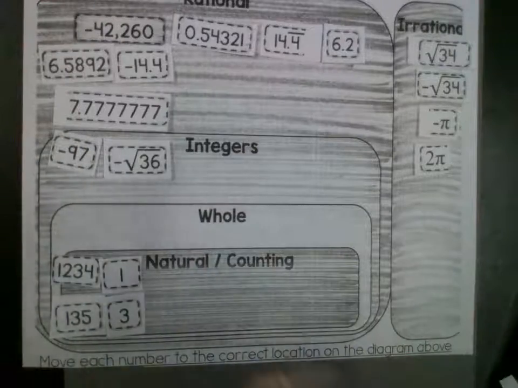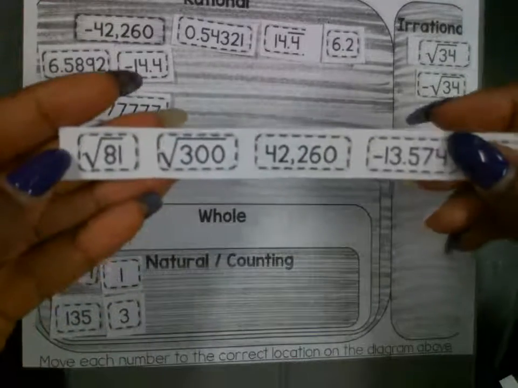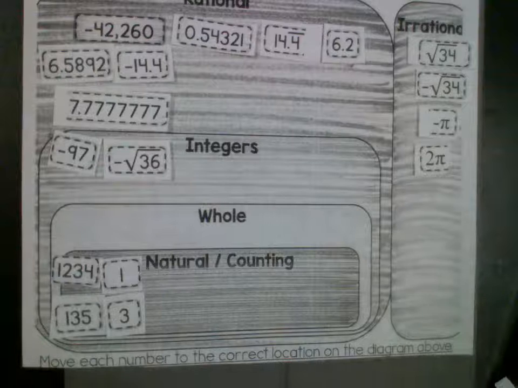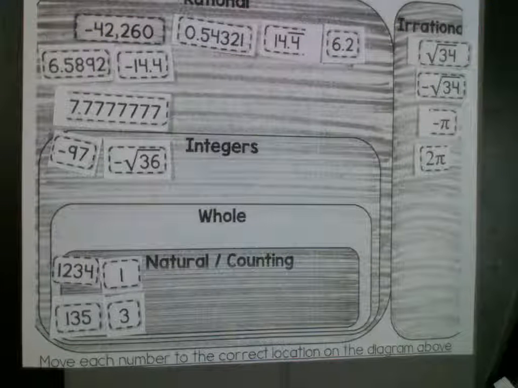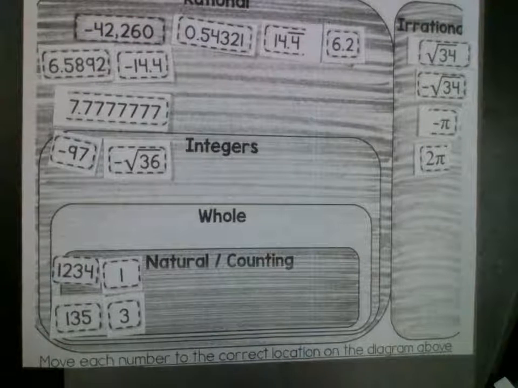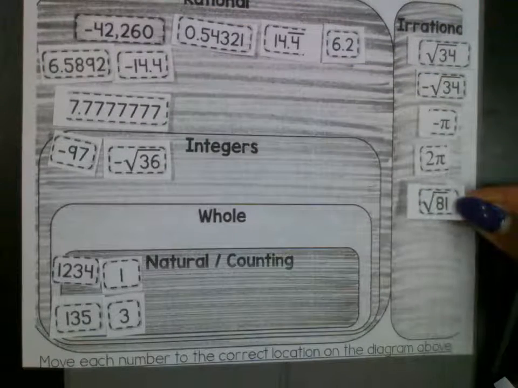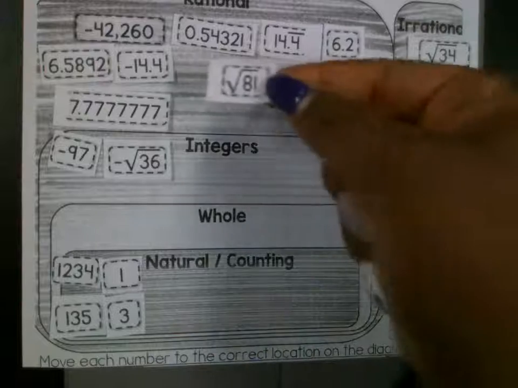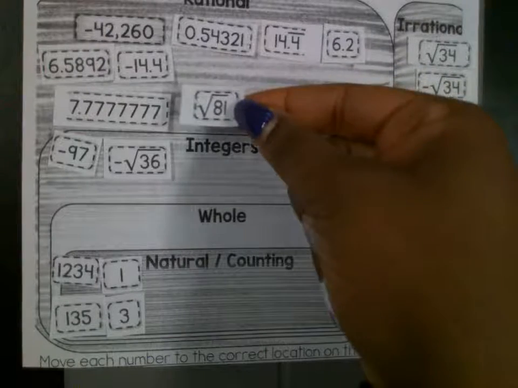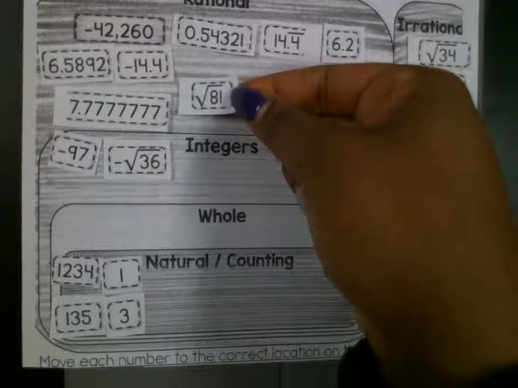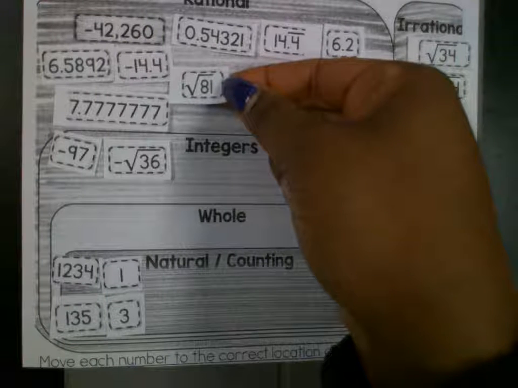Let's look at the next number. The next one we're cutting out is the square root of 81. The square root of 81, is that rational or is that irrational? Rational. It is rational. The square root of 81, what is that equal to? 9. It is equal to 9.